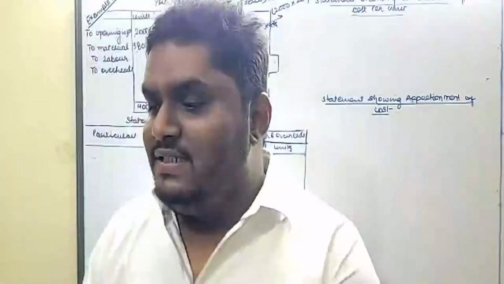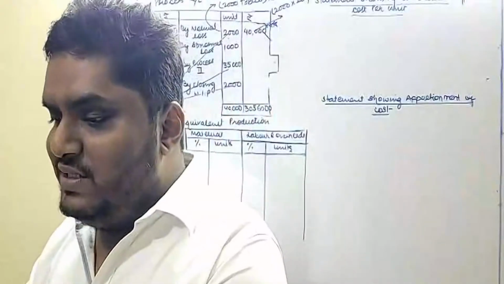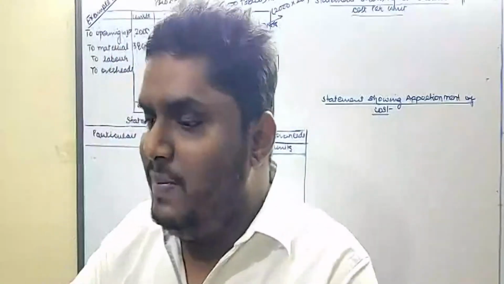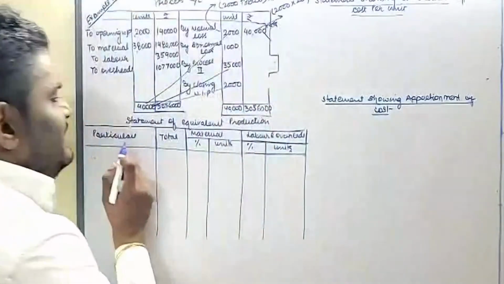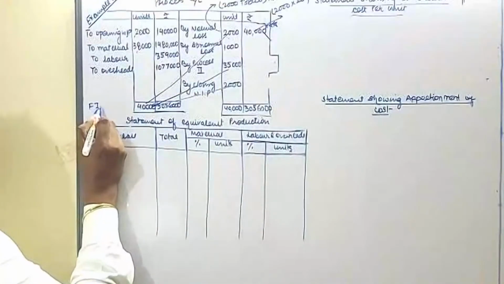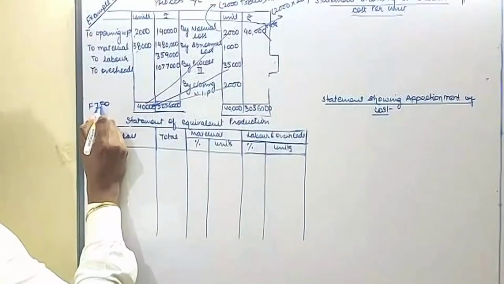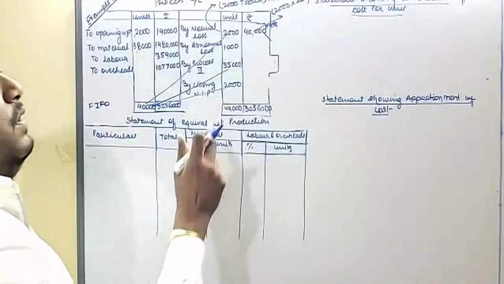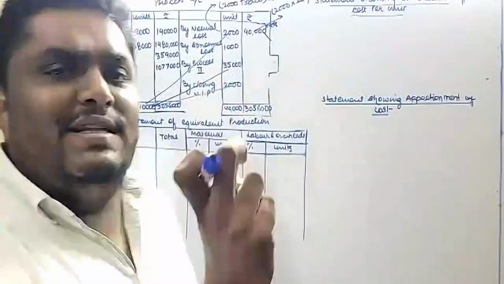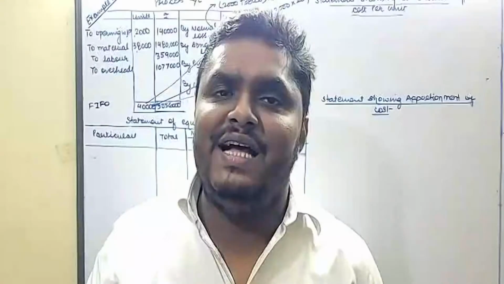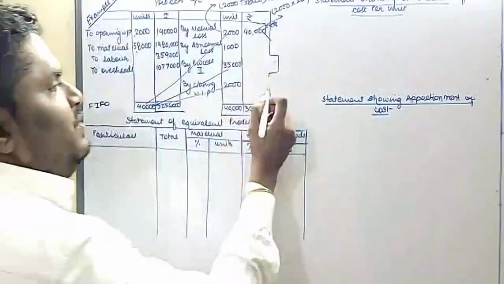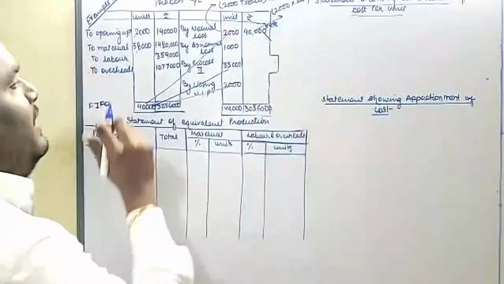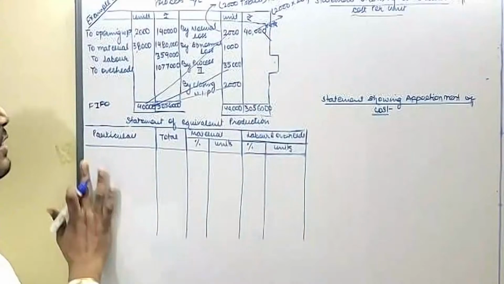So guys, now let's start with the solution. I have to discuss this question because many were not able to answer. So let's discuss this question using the FIFO method. When talking about these 35,000 units that are transferred to the next process, since we are using the FIFO method, we'll assume that 2,000 units will be from opening work in progress.